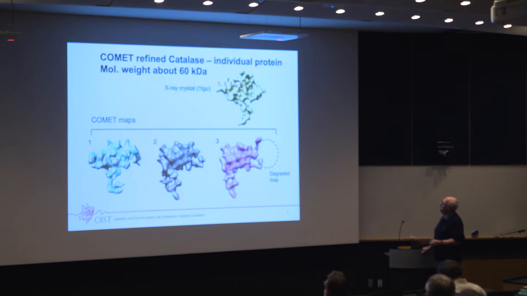Because, as you can see, here's the crystallographic structure of catalase, and you can count 1, 2, 3, 4, 5 different helices. Here's an example of one of our reconstructions, and you can count the same helices, 1, 2, 3, 4, 5. This one looks kind of funny in this area, and this is another one too.